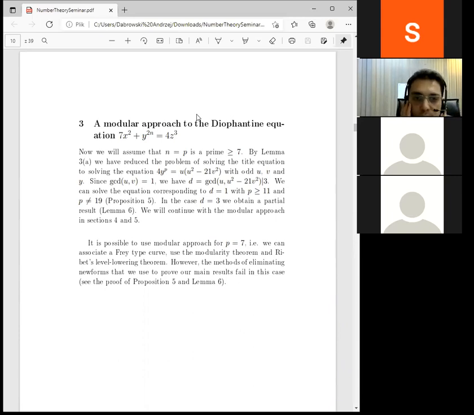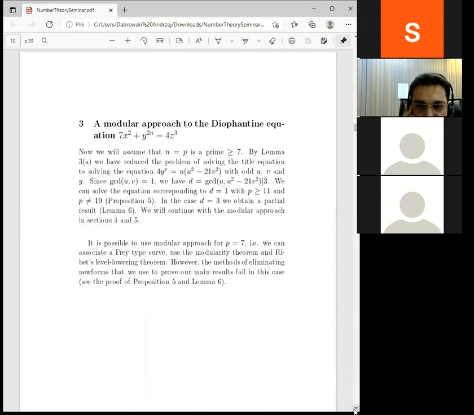So let me start with the first equation. In this case, again, using the previous lemma, we are reduced to the problem of solving the differential equation for y to the power p, u times the quadratic form, with odd u, v, and of course y is also odd. Okay, so here the greatest common divisor of the two factors on the right-hand side can be 1 or 3.